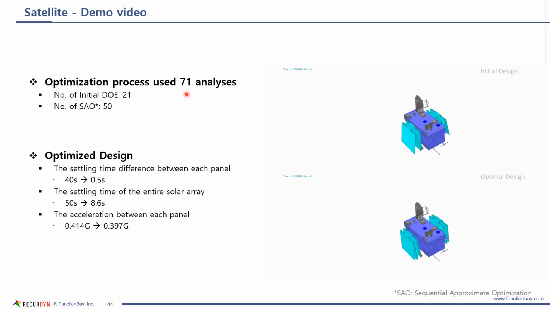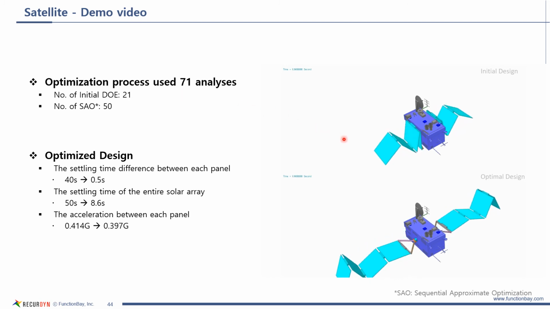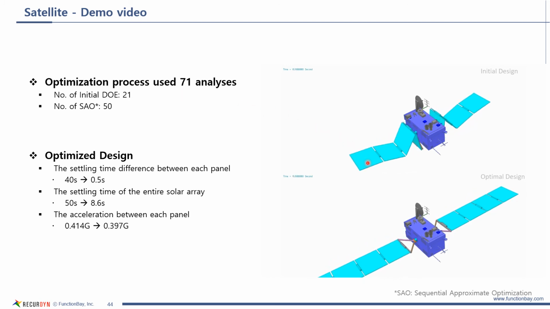Please see this animation. The settling time difference between each panel met the requirement of 0.5 seconds, and the settling time of the entire solar array of the optimal result is reduced from 50 seconds to 8.6 seconds. The max acceleration was reduced to 0.397 g.